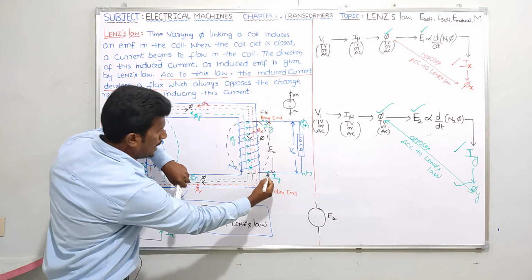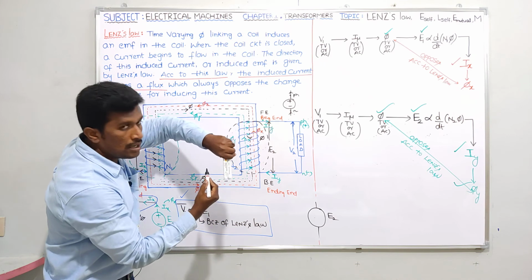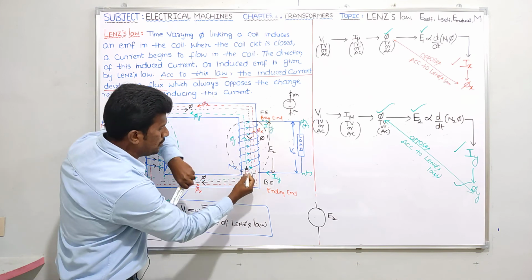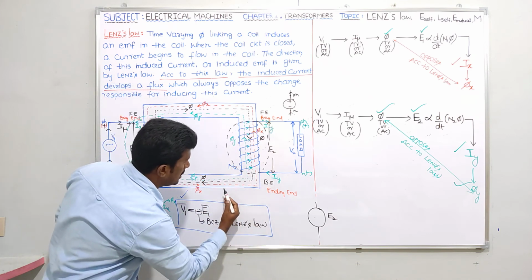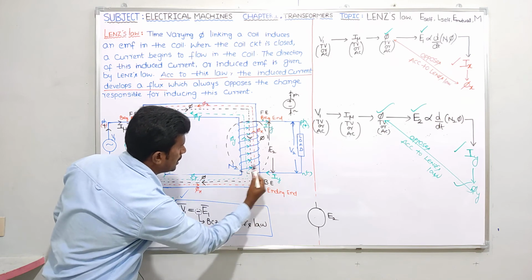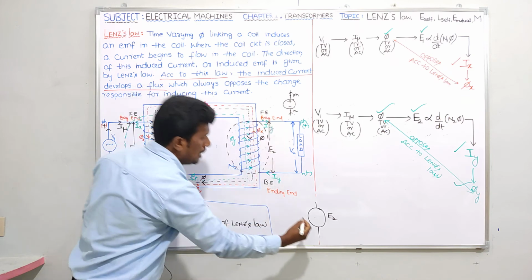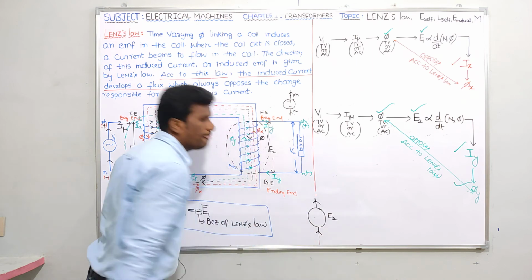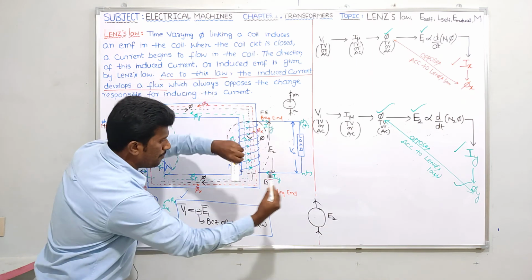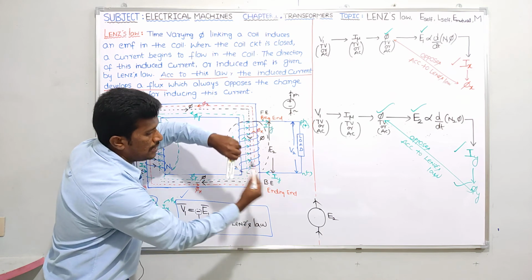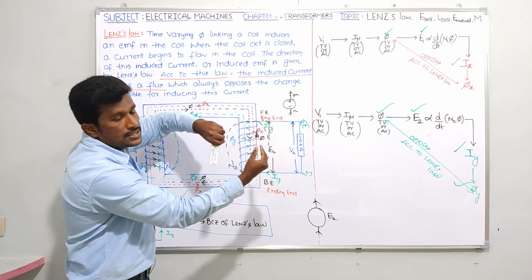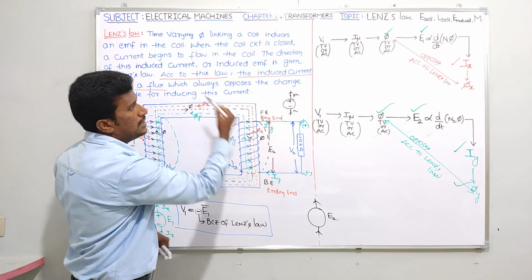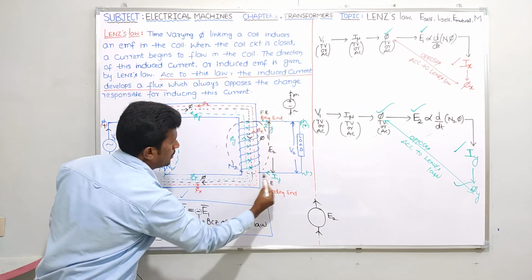Please try to see. It is entering at the back side and leaving from the front side. Current is entering at the back side, leaving at the front side. Current is going like this, upwards, from bottom to top. Entering at the back side, leaving at the front side, again and again, going like this.